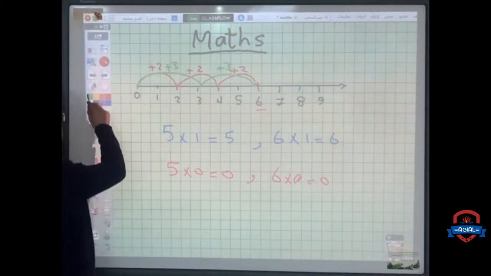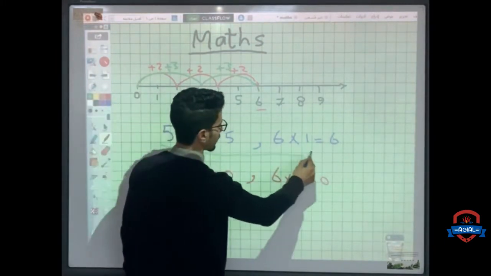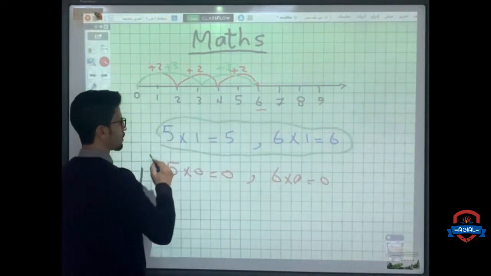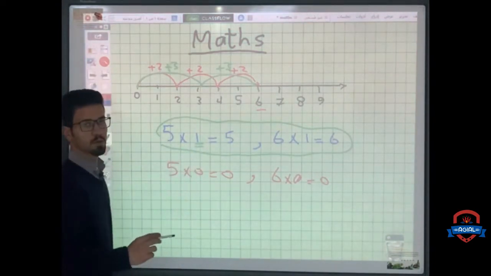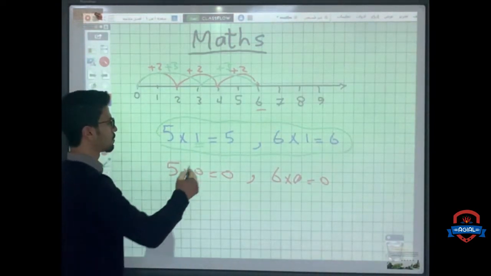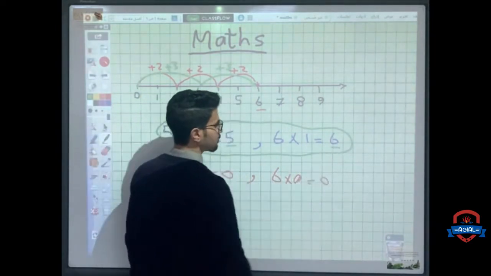So we have two properties. The first one is the multiplicative identity. The multiplicative identity is 1, because if we multiply any number by 1, the product will be the same number.